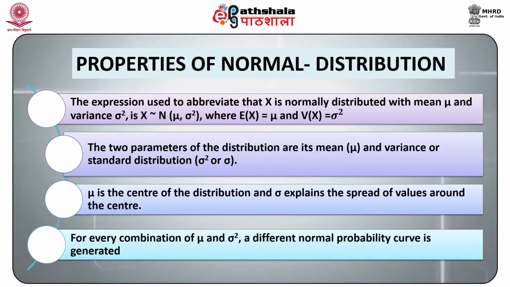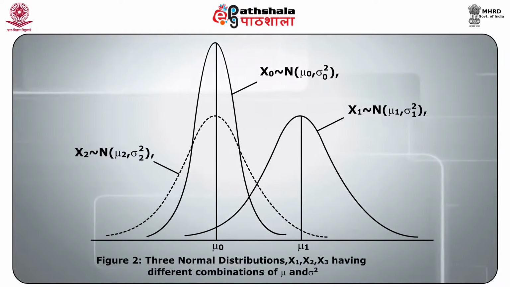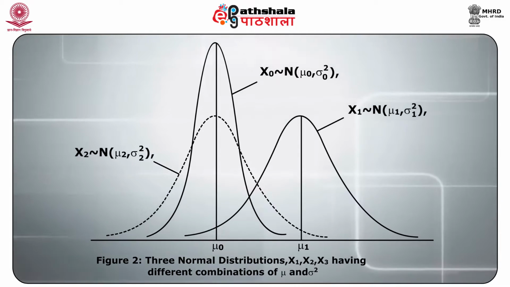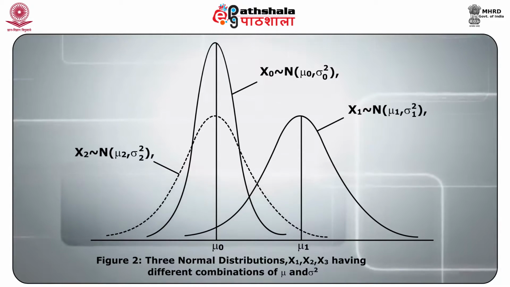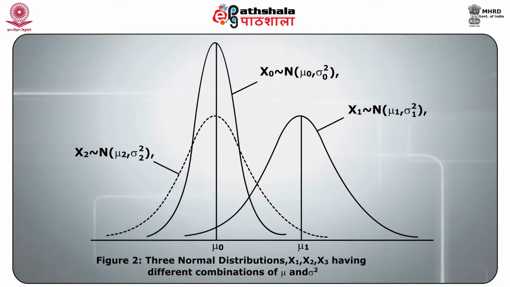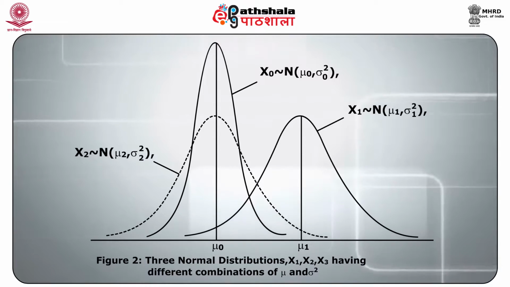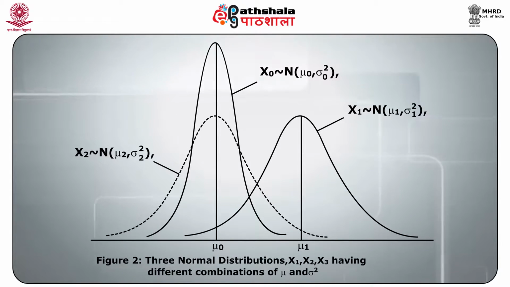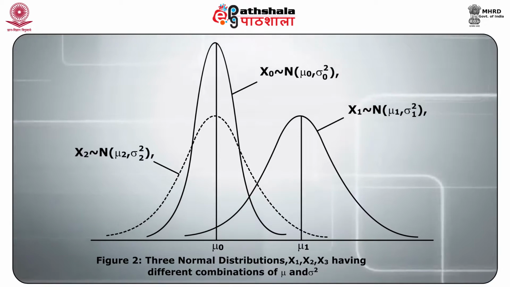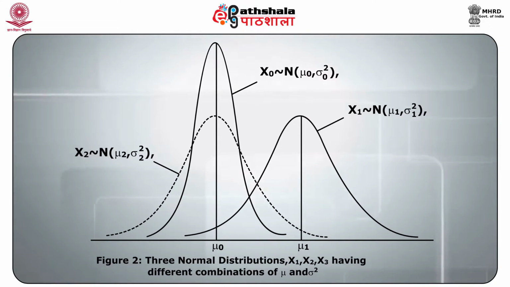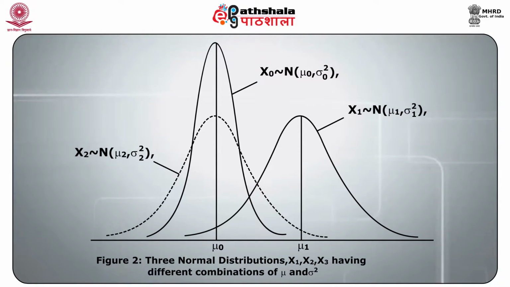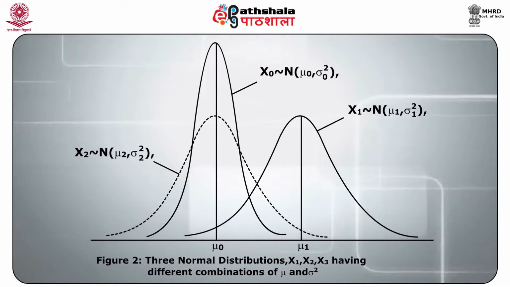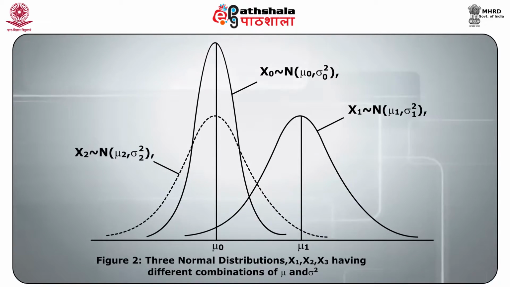For every combination of mu and sigma squared, a different normal probability curve is generated. As we can see in figure 2, distributions x0 and x2 have the same means, that is mu 0 is equal to mu 2, but different standard deviations, whereas distributions x1 and x2 have the same standard deviations, sigma 1 is equal to sigma 2, but different means. Furthermore, comparing distributions x0 and x1, they have different standard deviations as well as means. All these distributions are termed as non-standard normal distributions.